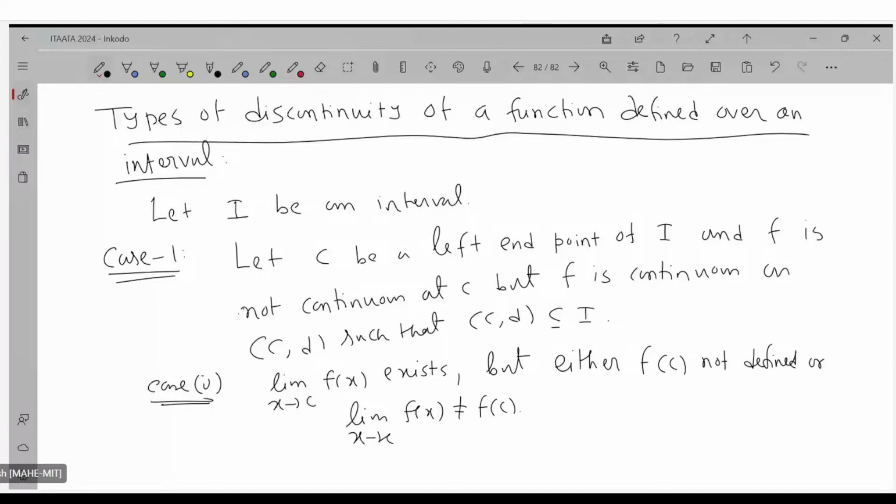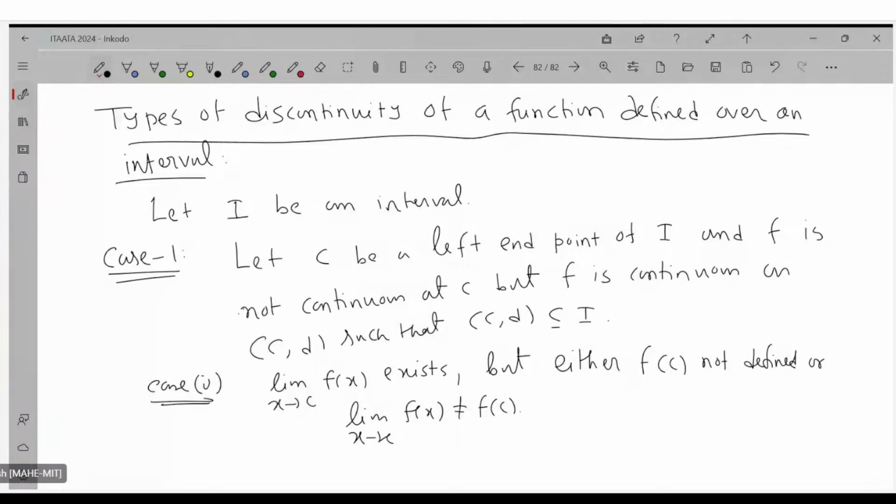So this type of discontinuity is called removable discontinuity, because by suitable choice of the value of f, we can remove the discontinuity of f and we can make a new function which is exactly equal to f on I, but at the point c you have some different value. Okay, you have defined it that way. So that's called removable discontinuity.